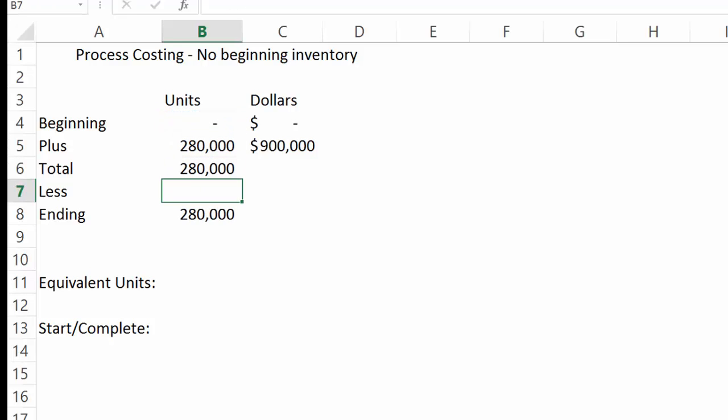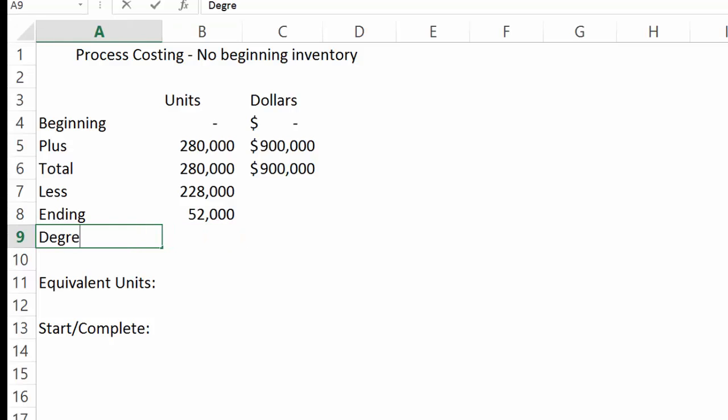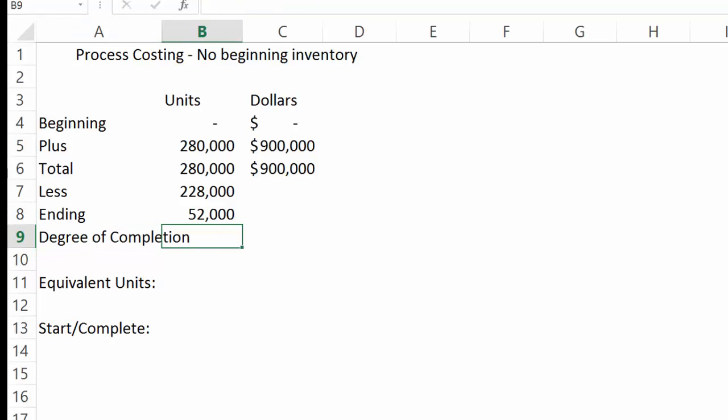So the next thing we have to do is figure out what we have to account for. We have to account for a total of 280,000 units and $900,000. Again, with no beginning inventory, this is pretty straightforward. What we need to figure out next is how many units were completed during the month. In our example, we're going to say 228,000 units were completed during the month. That means I have 52,000 units left. But these 52,000 units are in some degree of completion sitting on the plant floor.